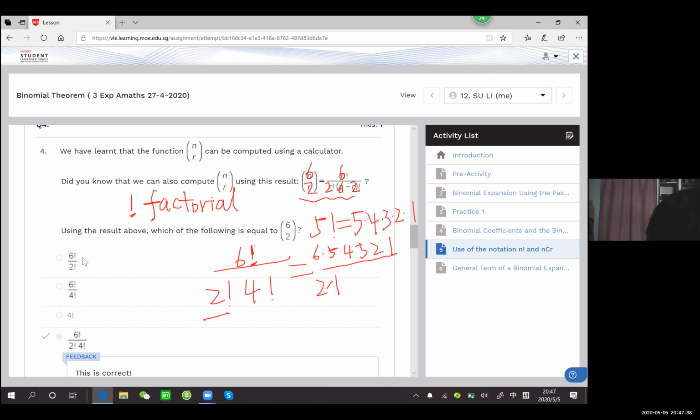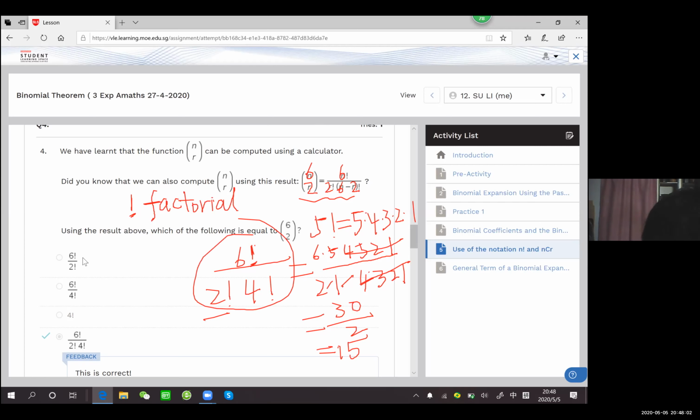So 4 factorial is 4, 3, 2, 1. And then you can see this 4, 3, 2, 1 is all cancelled. So basically you end up with what? 6 times 5, 30. And 2 times 1 is 2. Oh, they don't want you to simplify, is it? They just want you to stop at here, right?